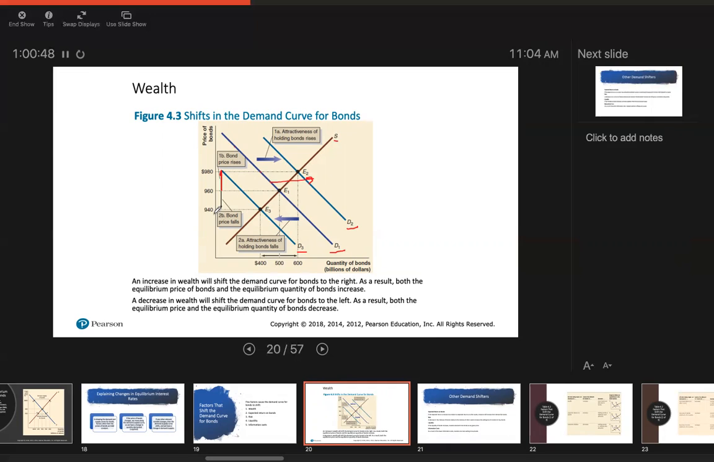Similarly, if there's a decrease in wealth of investors, then there's a decrease in the demand for bonds. If there's a decrease in the demand for bonds, the market goes into equilibrium at a lower price. If the market goes into equilibrium at a lower price, the yield that you receive on the bond is higher.